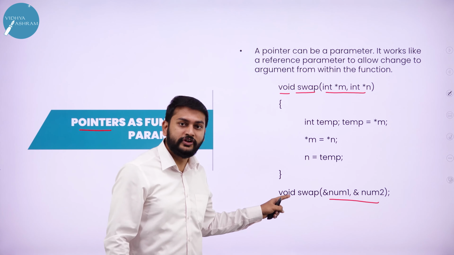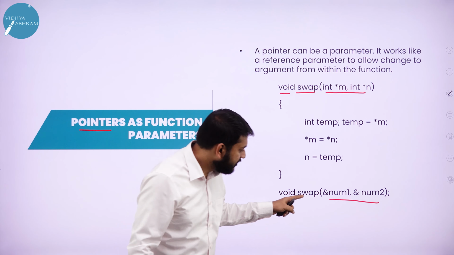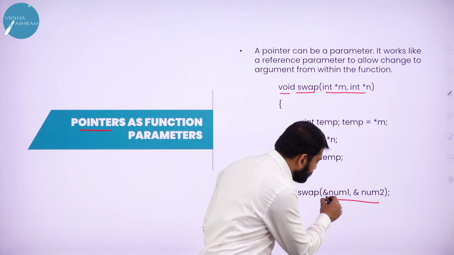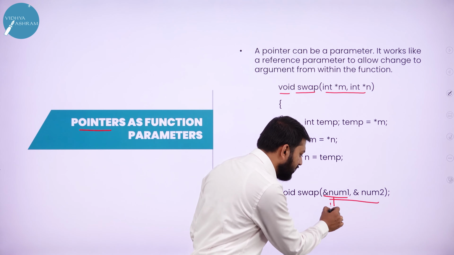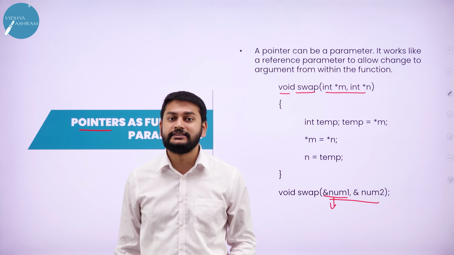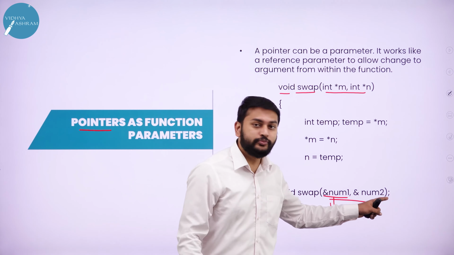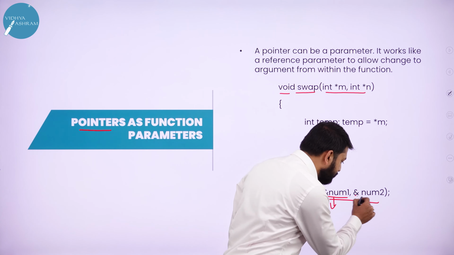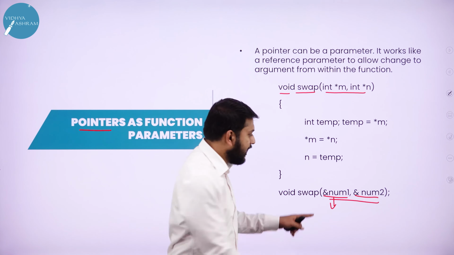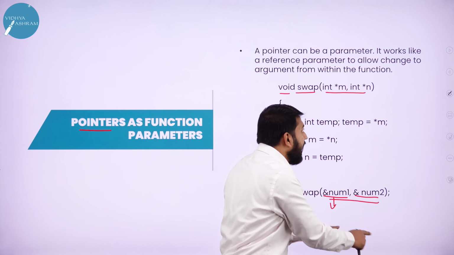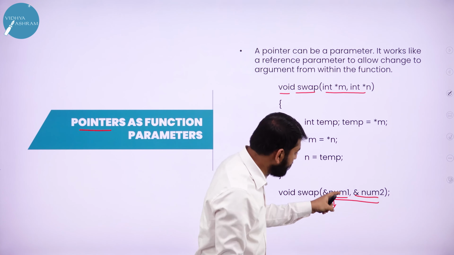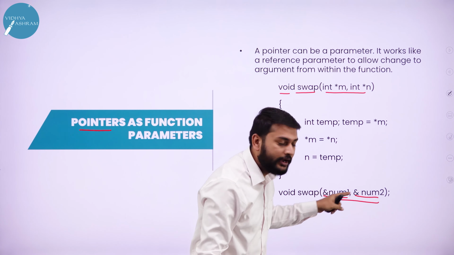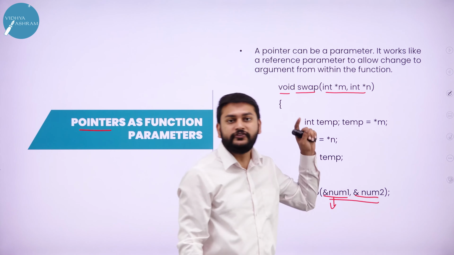Here, please observe, guys, what is it that I have here? So here I'm sending ampersand num1, ampersand num1, ampersand in the sense what? This is the address. Ampersand num2 is what? If I use ampersand, it should be the address. Address of these two variables, I'm sending it to m and n. What is m holding? M is holding the address of num1. N is holding the address of num2.